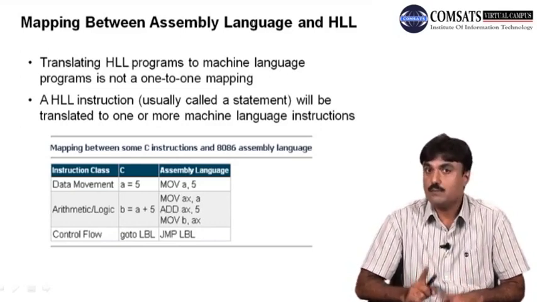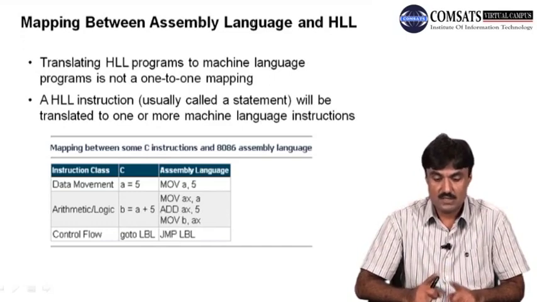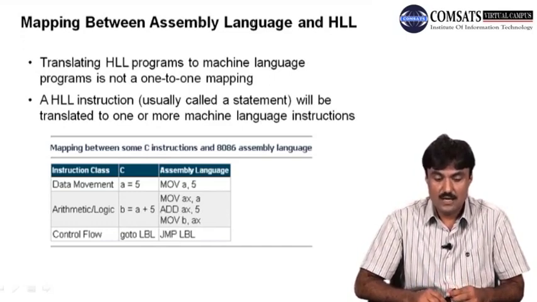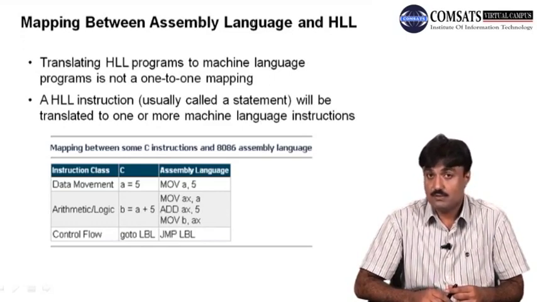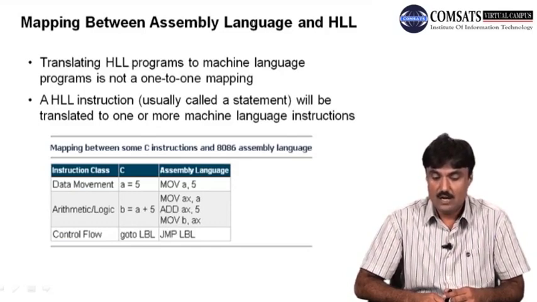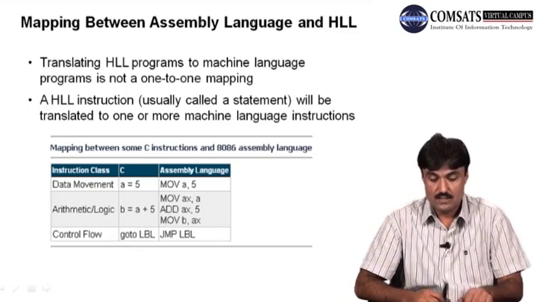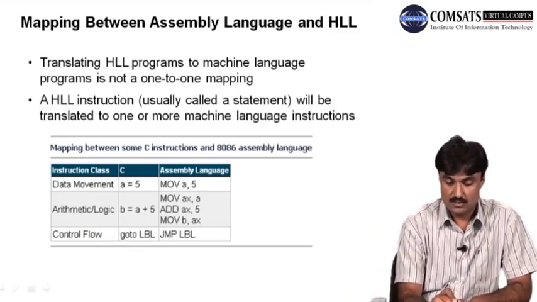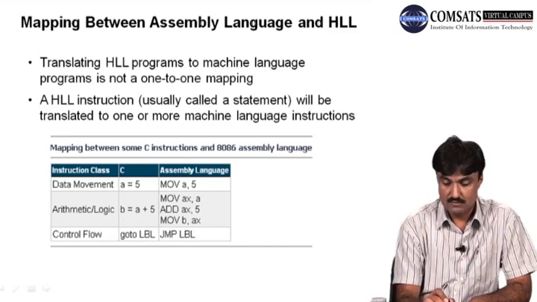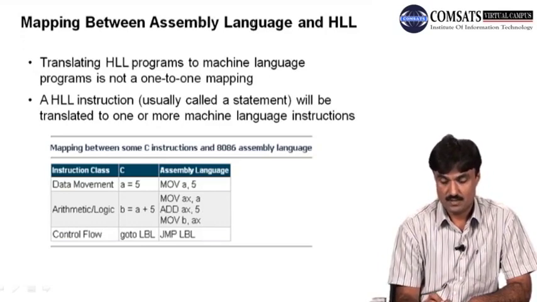So for one instruction there can be multiple instructions inside the machine language, and a high-level language instruction we usually call a statement. We don't call them instructions. So a high-level language instruction will be translated into one or more machine language instructions. As here you can see, data movement, like A is equal 5 in C, and in assembly language we use move A comma 5, and arithmetic or logical operation like B is equal A plus 5.